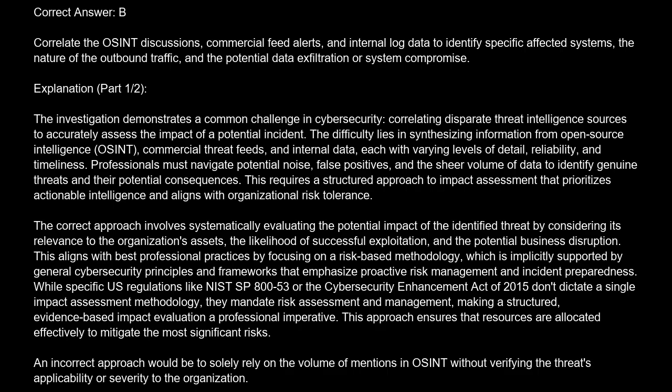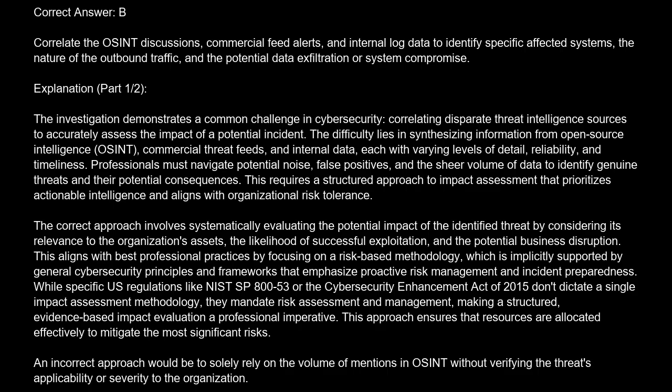While specific U.S. regulations like NIST SP 800-53 or the Cybersecurity Enhancement Act of 2015 don't dictate a single impact assessment methodology, they mandate risk assessment and management, making a structured, evidence-based impact evaluation a professional imperative. This approach ensures that resources are allocated effectively to mitigate the most significant risks.